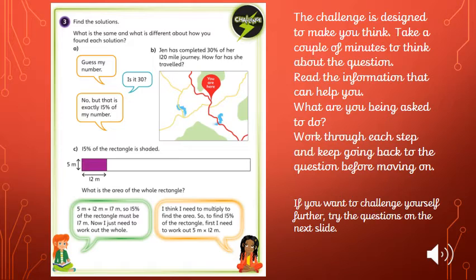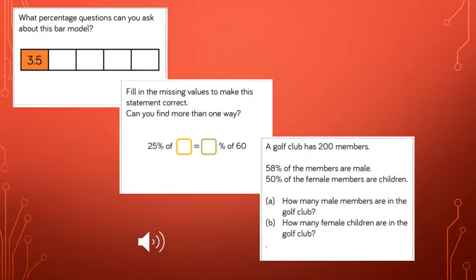Then you might work that one out and have a look at what you did the same and what you did differently. And then you could move on to looking at C, which says, what is the area of the whole rectangle? There are two ways that have been suggested to you. So you could try both, or you could use a way that you know, and work it out, and then see again what is the same and what is different. If you think you need an extra challenge, then have a go at these questions, and the answers are on the next slide for you to mark your work and make any corrections.